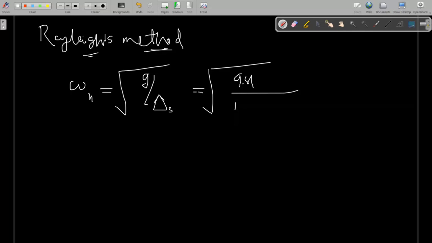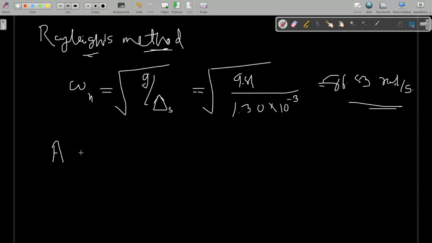So here you have to take 1.30 into 10 raised to minus 3. When you solve this, you will get 86.83 radian per second. Okay, so this is your natural frequency. And now the steady state amplitude is given by the equation: eccentricity divided by omega n by omega whole square minus 1.